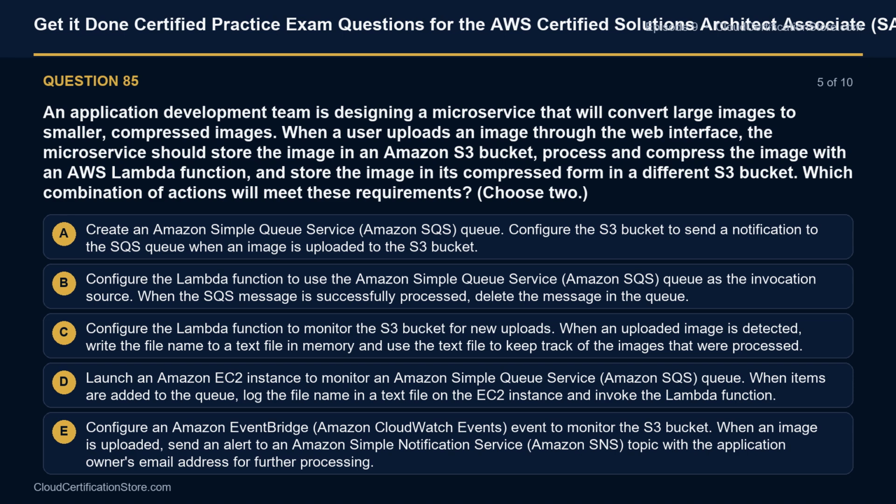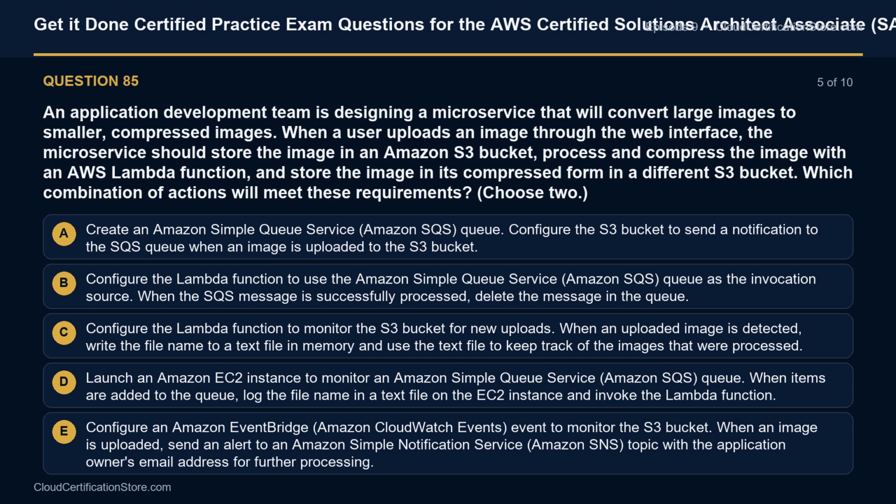Question 85. An application development team is designing a microservice that will convert large images to smaller, compressed images. When a user uploads an image through the web interface, the microservice should store the image in an Amazon S3 bucket, process and compress the image with an AWS Lambda function, and store the image in its compressed form in a different S3 bucket. Which combination of actions will meet these requirements?